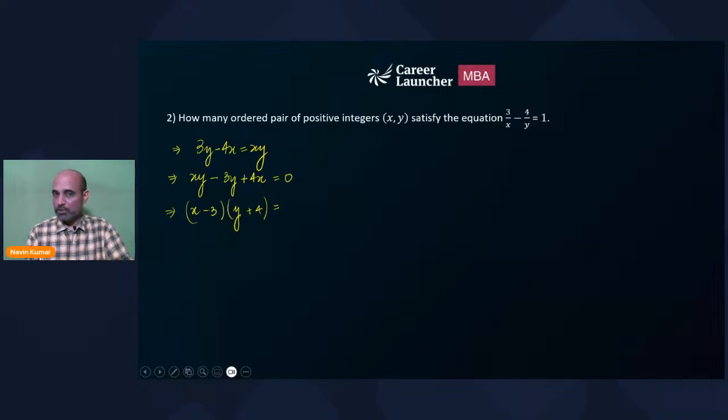Now, if you open both the brackets, you will be getting x and y product, which is xy, x into 4, which is 4x, minus 3 into y, which is minus 3y. But you will also be getting minus 3 into 4, which is minus 12, which is missing here. So we should be allowing that. So whatever constant we are supposed to have on the left hand side is the same value we will be putting on the right hand side.